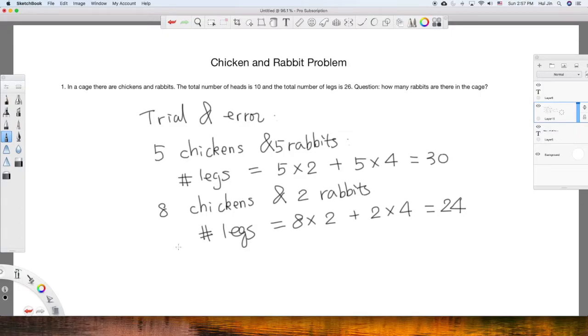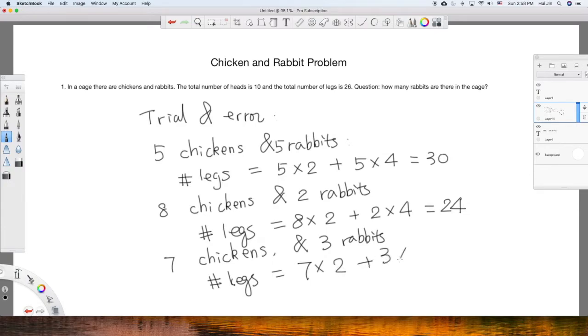All right, so we actually have too few rabbits. And it's clear that it will be between 2 rabbits and 5 rabbits. And the fact that with 2 rabbits there are 24 legs makes it really close. So let's just check 7 chickens and 3 rabbits. Well, the number of legs equals 7 times 2 plus 3 times 4, that equals 26. So hooray, we got the answer.